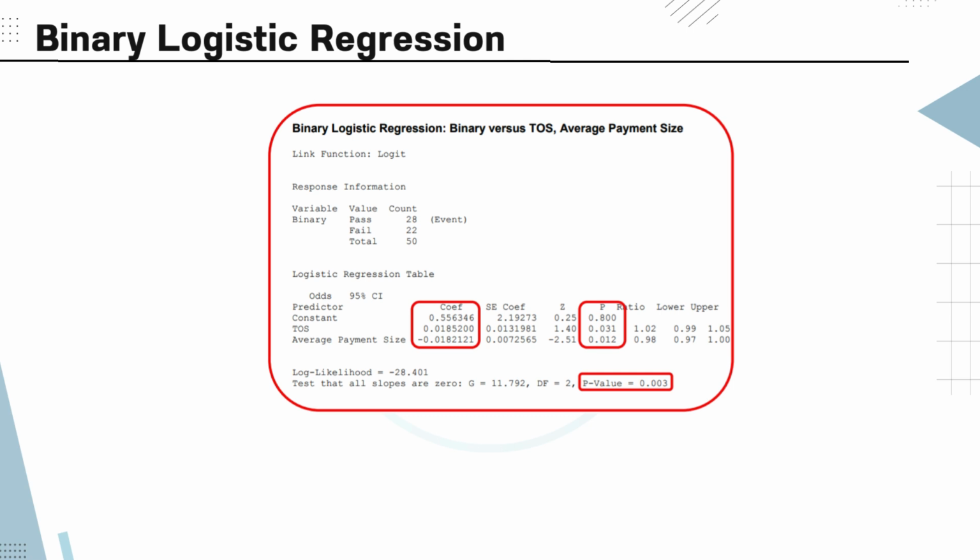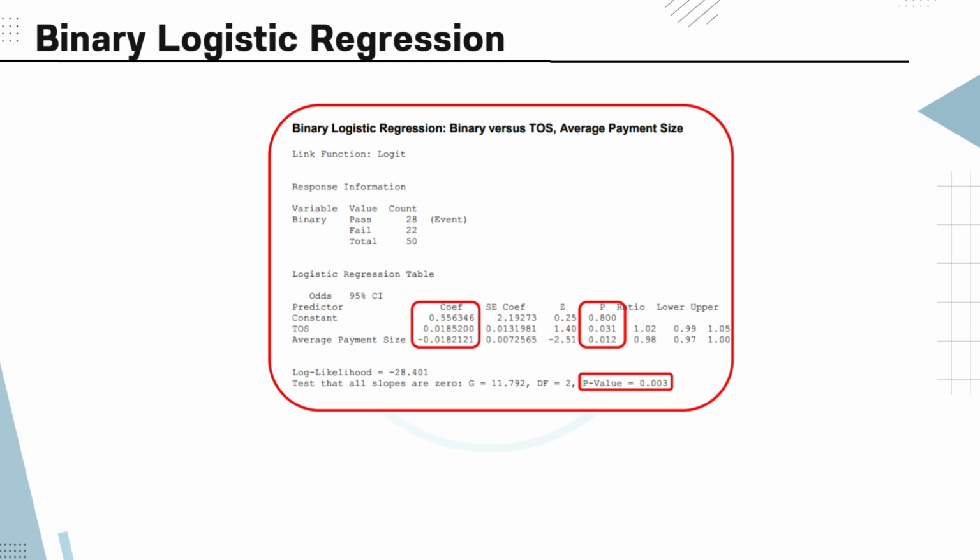We're trying to model a binary outcome, likely something like pass versus fail, and we are testing whether two predictors influence this outcome. 1. TOS, type of service. 2. Average payment size. Key output sections to discuss. P-value for overall model. At the bottom, the test of all slopes gives us a p-value equals 0.003. This tells us that at least one predictor significantly impacts the binary outcome. We can reject the null hypothesis that all slopes are 0.